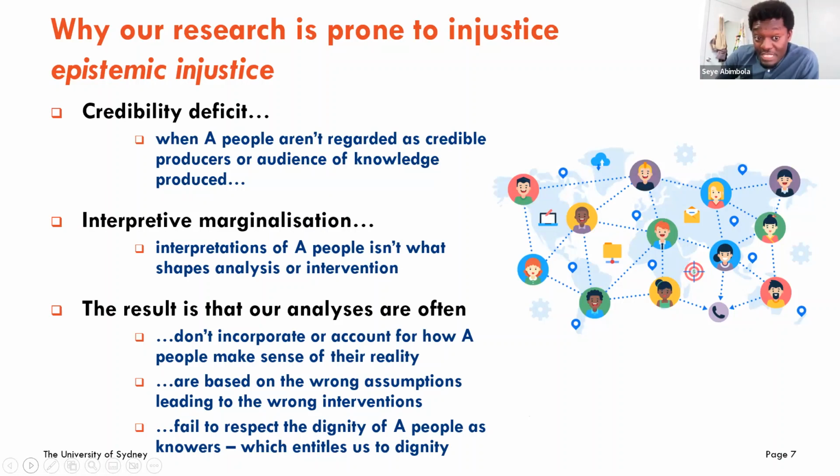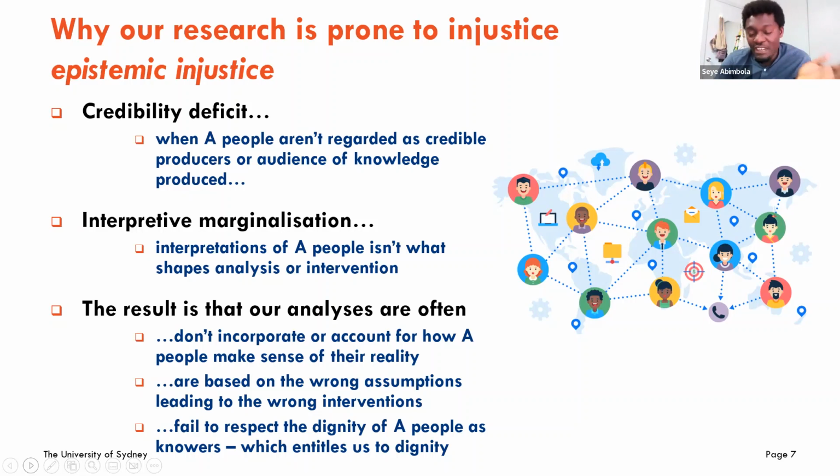Then, of course, that's an epistemic wrong because it's prejudicial. Or, in the case of interpretive marginalization, when the interpretations of people is not what shapes the analysis or intervention that is done about them. Now, the result, and I think of what results from this in two forms.